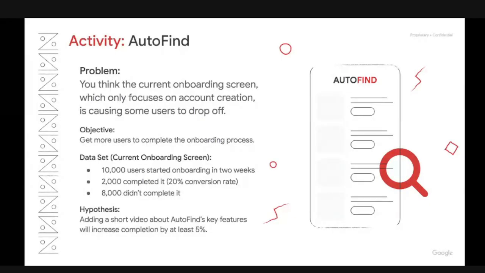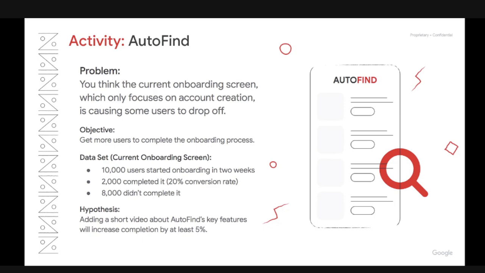Let's look at this activity. It's called AutoFind. It's a car trade and shopping app operating in South Africa. You want to improve the app onboarding process to increase user engagement, because people are just falling off when it comes to registering. You're doing that because you want to be a more successful car dealer by having more purchases and sales within the app. Here's the problem. You think the current onboarding screen, which only focuses on account creation, is causing some of the users to drop off.